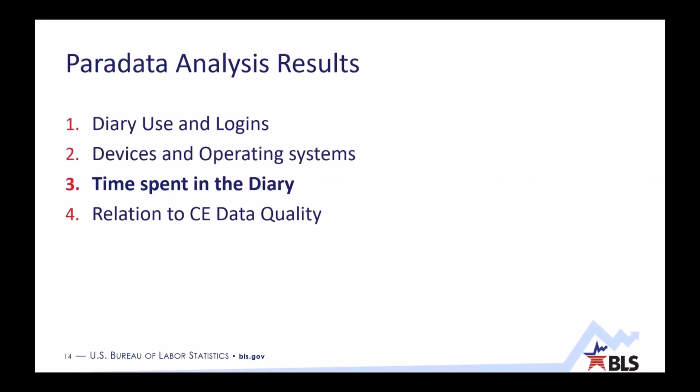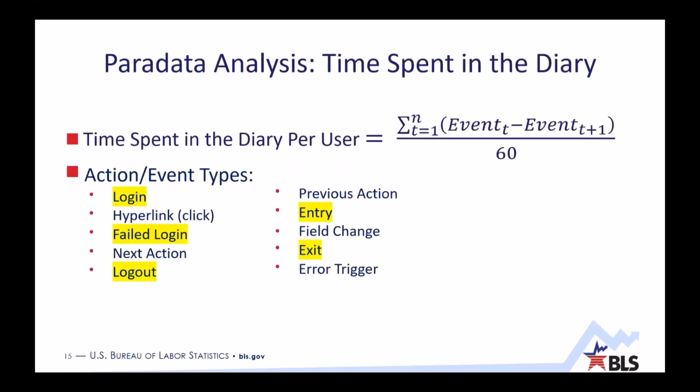In this next section, we'll look at time spent in the diary, which examines the average total time online diary users spent in the instrument. And for this study, total time spent was calculated by summing the difference between the chronologically sorted actions in the Paradata and then dividing that total by 60 to get a total in minutes.